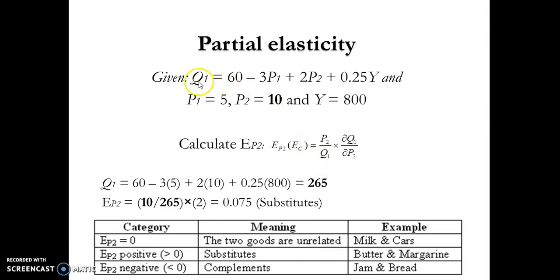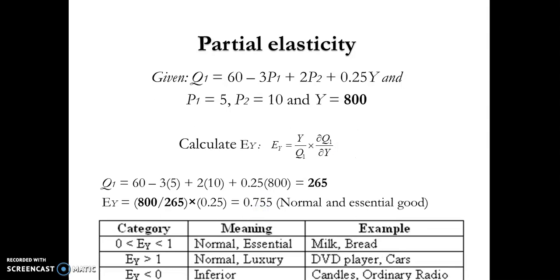So therefore, the first order partial derivative, I treat that as a constant, and I'm simply left with plus 2. So therefore, my cross price elasticity was 0.075 and it is positive. So therefore, it is a substitute.